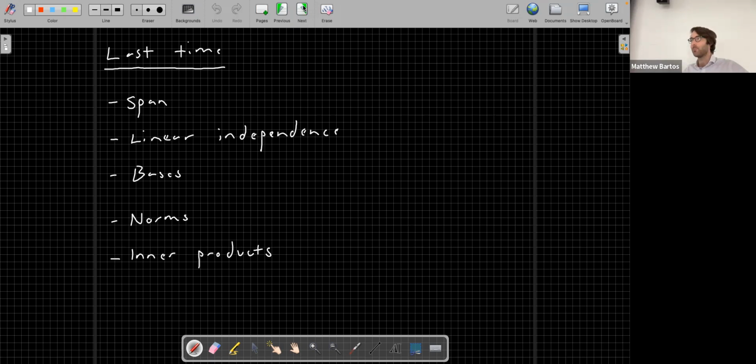So just to quickly recap, who wants to tell me what the span of a set of vectors is? Just really quick. I don't want to call out. What's the span of a set of vectors? Yeah, so it's the collection of all the vectors that a set of vectors can reach if you scale those vectors and add them together. Great, so that's exactly right.